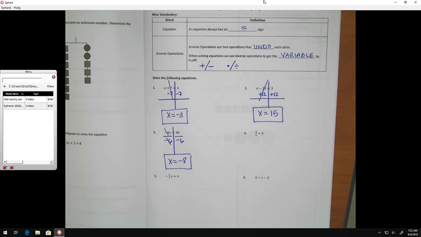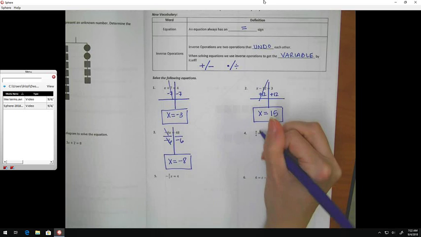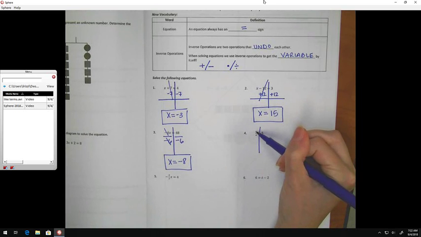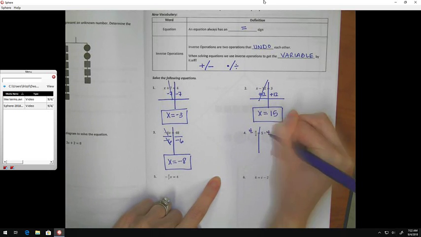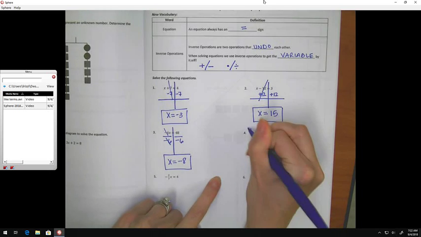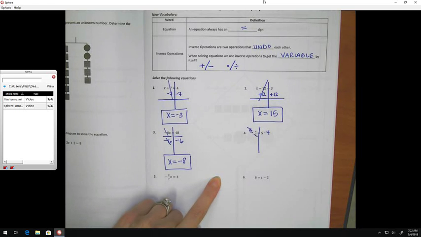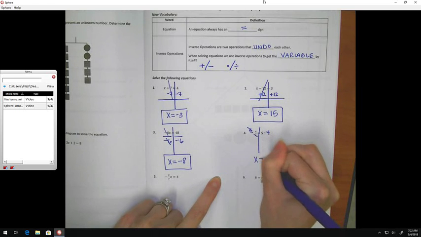Okay, number 4. I'm going to draw the wall. The inverse of dividing by 4 is multiplying by 4. And the inverses cancel, and 5 times 4, x equals 20.